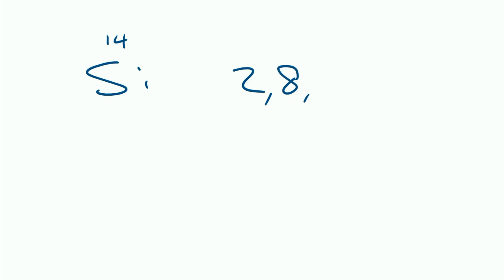Well, we said that the third shell can take 18 electrons. So 4, not a problem. They will easily fit there. That is the electron arrangement for silicon. Let's do another one, potassium.